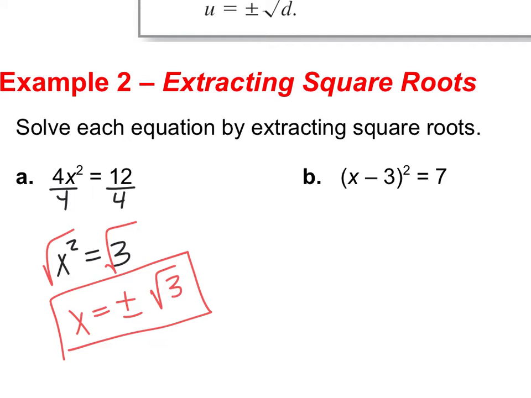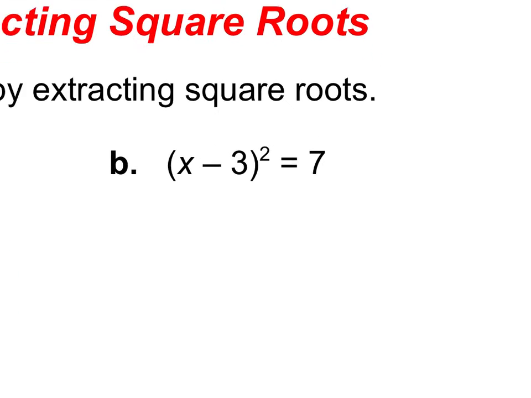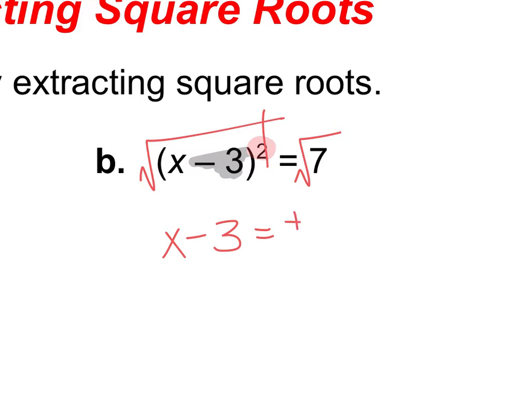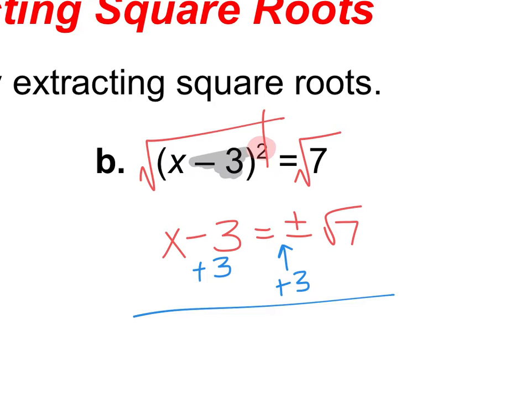Looking at letter B, if you have the squared outside of the parentheses, before we can move this minus 3, we have to get rid of the squared first. So to get rid of the squared, we take the square root of both sides. That eliminates the squared. So then we have x minus 3 equals plus or minus root 7. Now we can go ahead and add the 3 over. And when we add the 3 over, we're going to add it in front of the plus or minus. So our answer will look like positive 3 plus or minus root 7.